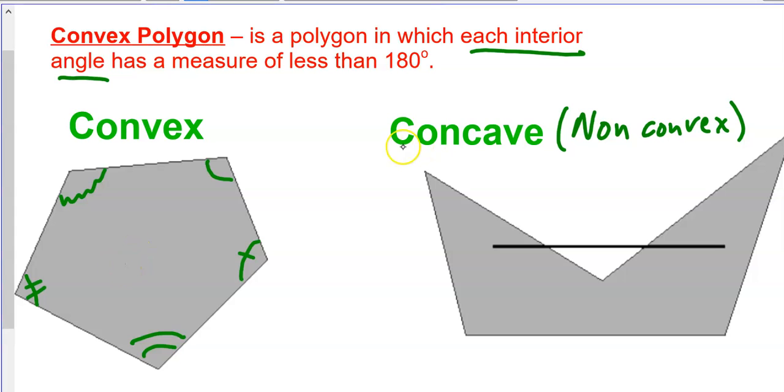But you can see on the concave ones, the way I like to think about it, I kind of highlighted it here, it caves in. This angle was definitely greater than 180 degrees. We don't know what it is, but we know it's bigger than 180 degrees because it goes past the straight line. That is concave.